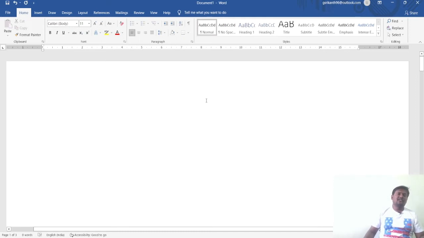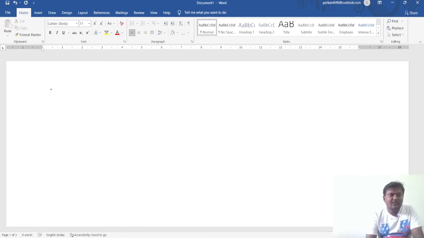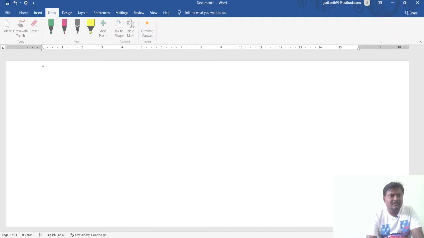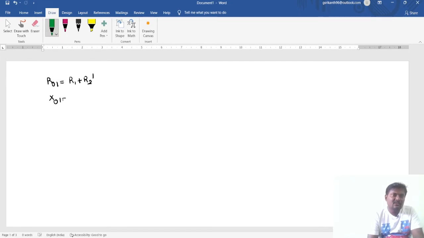In this lecture, I will explain what is the voltage regulation of a transformer. Before that, from the previous lecture, what is R01? That is the total resistance when referred to primary, and X01 is the total leakage reactance when referred to primary. R02 is R2 plus R1 dash. The X02 is equal to X2 plus X1 dash.